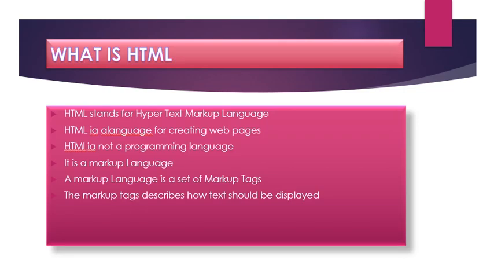So what is HTML? HTML stands for Hypertext Markup Language. It's a language for creating web pages. HTML is not a programming language. It is a markup language. Another thing about HTML is that a markup language is a set of markup tags. Then also, the markup tags describe how text should be displayed. So that is about HTML.